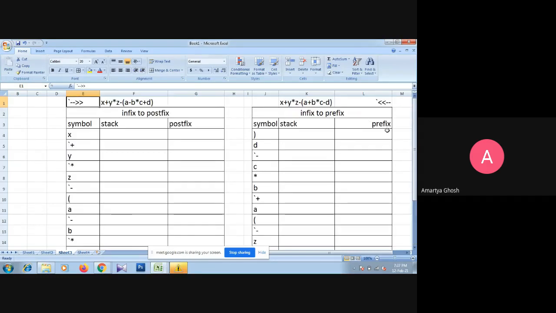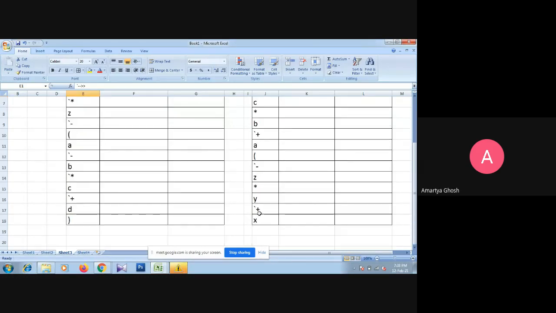And for prefix, you have to read from the right side. That is why we have to read from right side to left. So we have to make the symbol column like first close bracket, then D, then minus, then C, then star, then B, then plus, then A, then open parenthesis, then minus, then Z, then star Y plus X, then star Y plus and X.